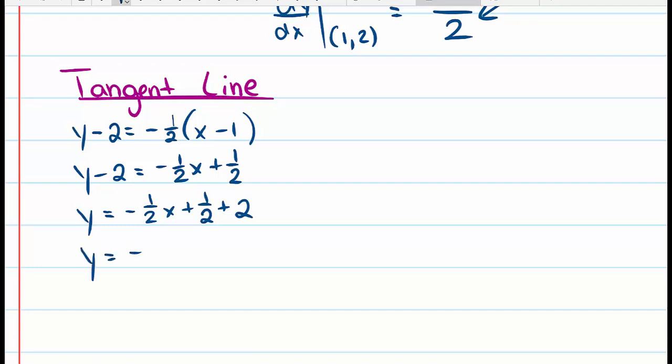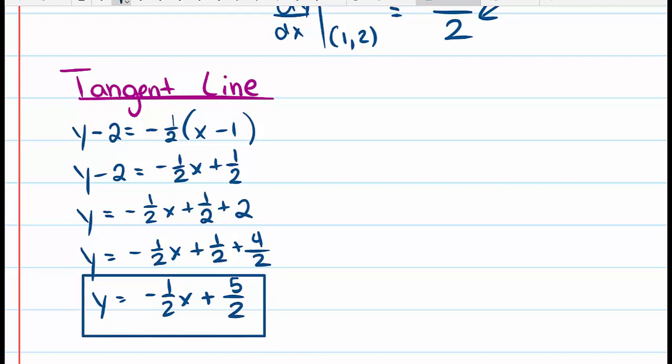And if you can do these steps in your head, that's okay. I'm just going to write them out, make sure everyone knows where everything came from. And we do some algebra, and boom, boom, boom. There's our tangent line. Nice, clean, and easy.